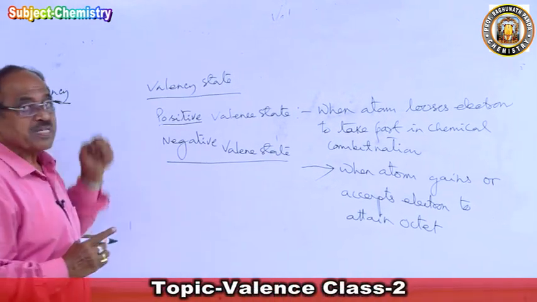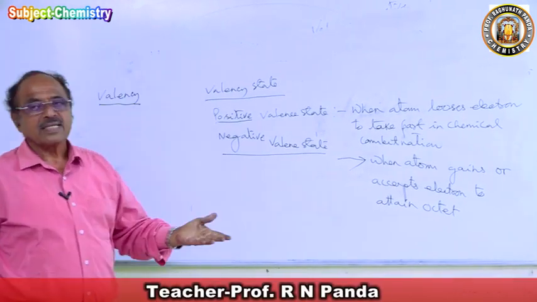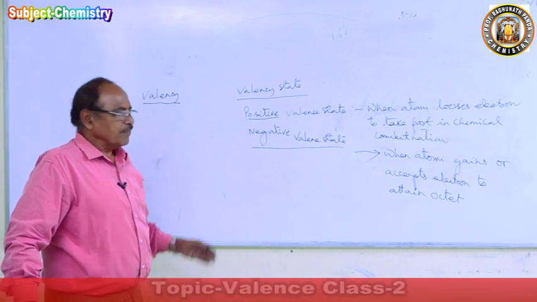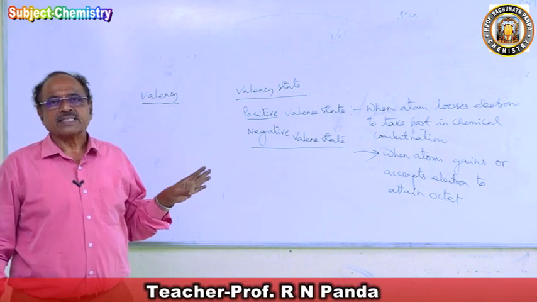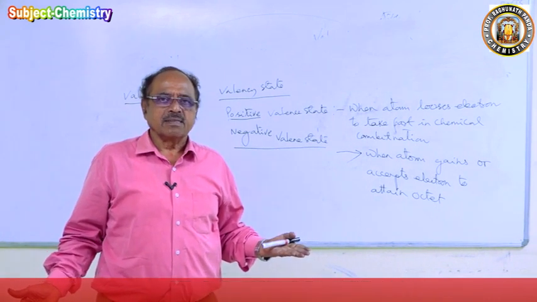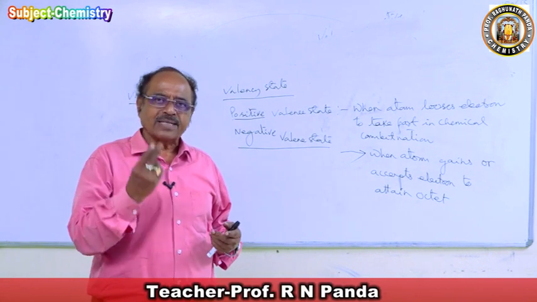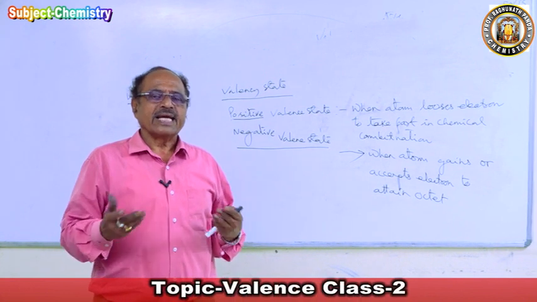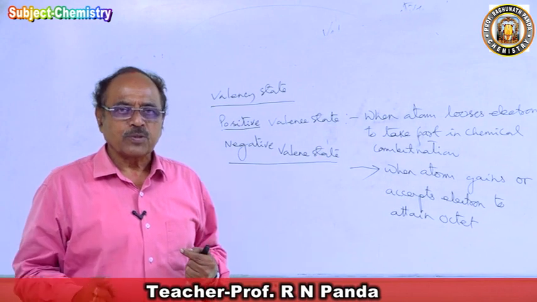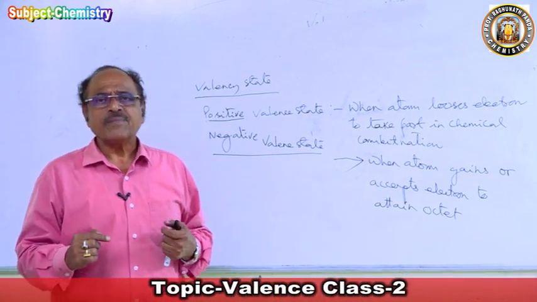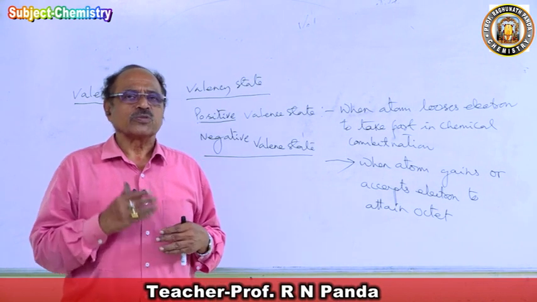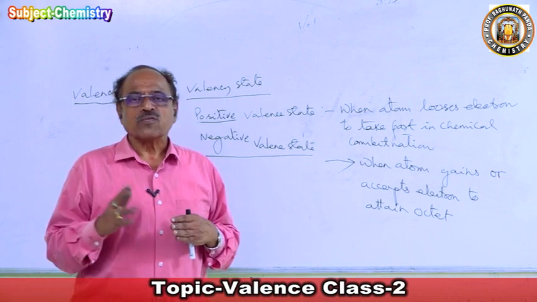Who exhibits negative valency state? Group 7 elements, group 6 and group 5 exhibit negative valency state. But group 1 and group 2 will never exhibit negative valency state. Why? All group 1 elements have 1 electron. They can give that electron and attain the octet, the nearest inert gas structure. Group 2 elements have 2 electrons in their outermost shell. They lose 2 electrons, so they exhibit valency state plus 2. In group 3, boron, aluminium, gallium, indium, thallium have 3 electrons in the outermost shell, they can lose 3 electrons and attain an octet, so they exhibit a positive valency state. But group 4 can lose or gain. Group 5 has 5 electrons.